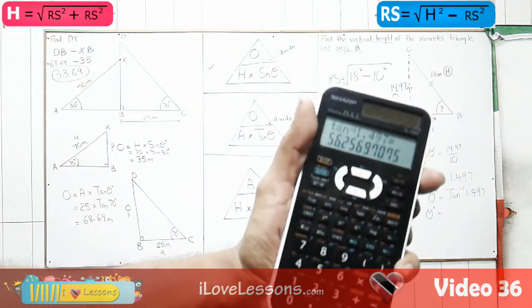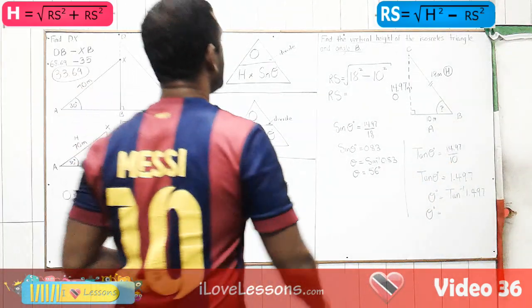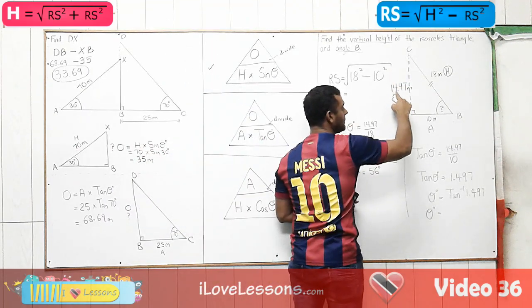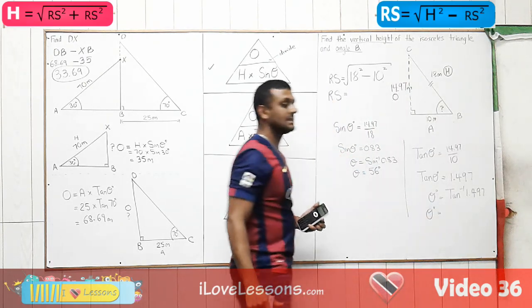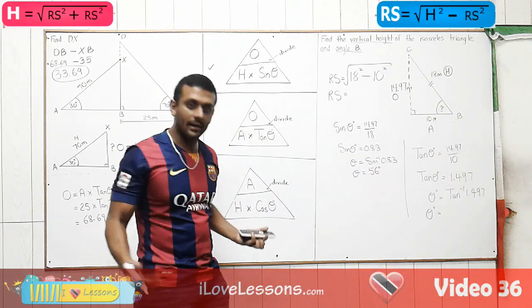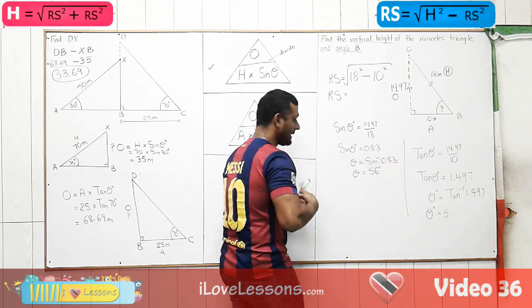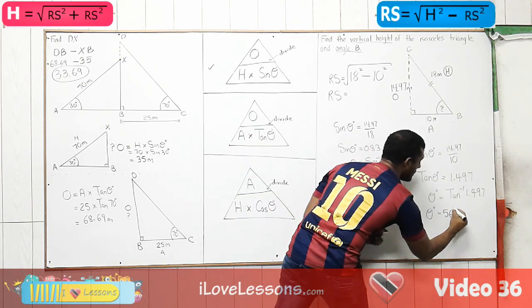Now, I know we didn't get the exact same answer as when we used sine. That is because we rounded off this answer. Remember, this answer was 14.96 something. If we had used all the decimal places, we would have gotten the exact same answer. But because we rounded off, we only get something close to the answer.